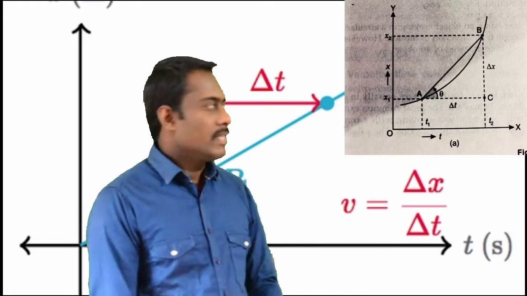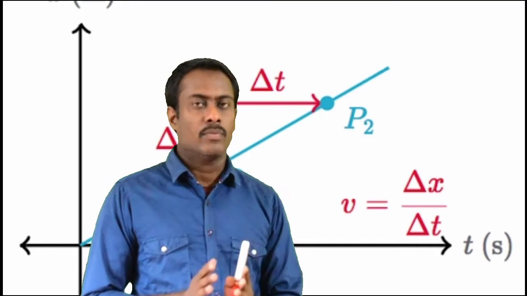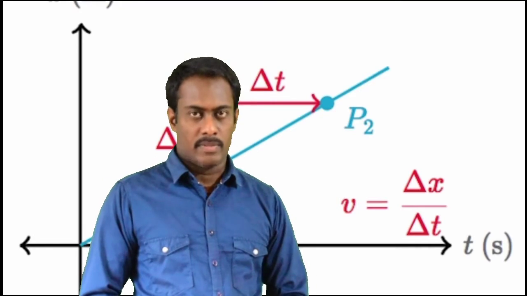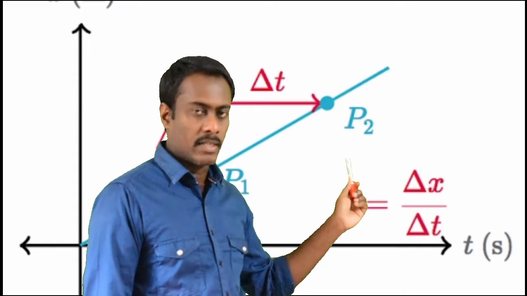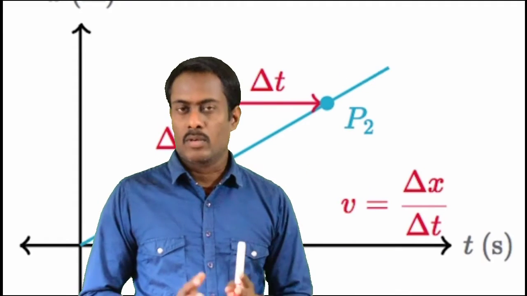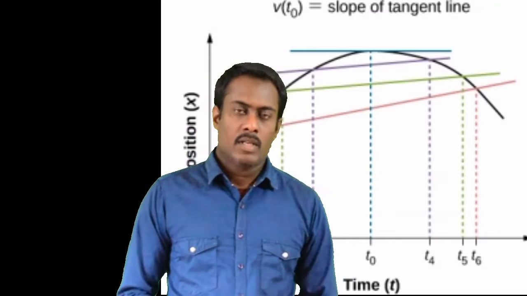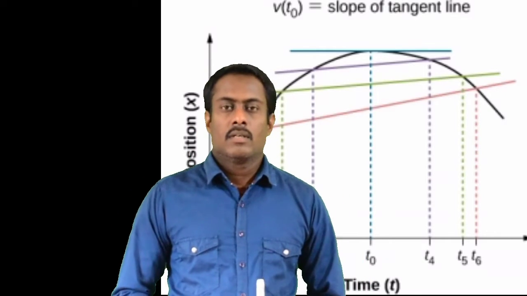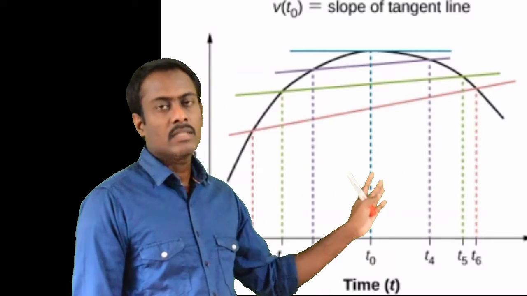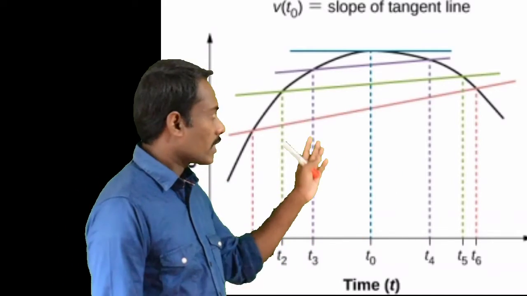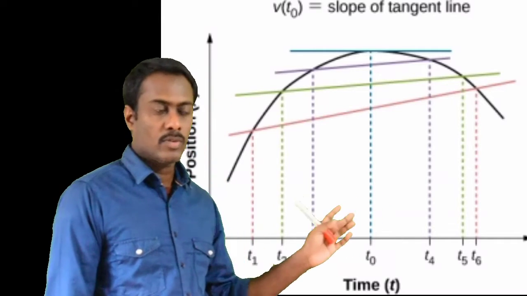If the angle theta is an acute angle, then the value of velocity will be positive. And if the angle theta is an obtuse angle, then the value of the velocity will be negative. Then non-uniform motion along a straight line. We have seen how to calculate the velocity of an object moving with uniform velocity. In the same way we can calculate the velocity of an object moving with non-uniform velocity.